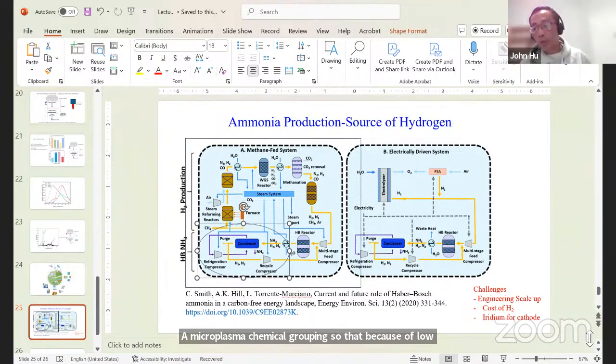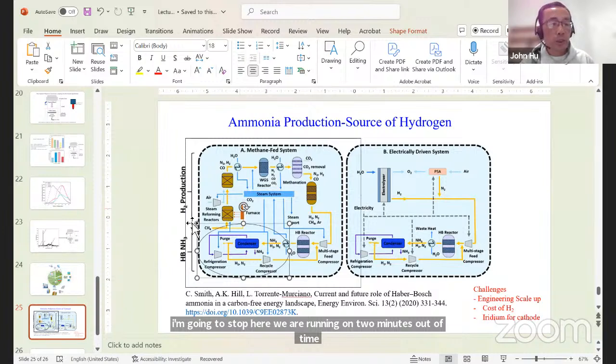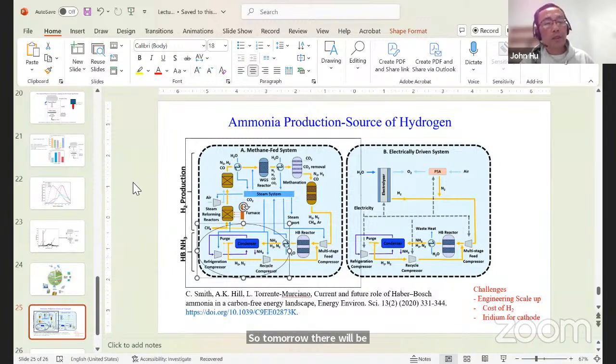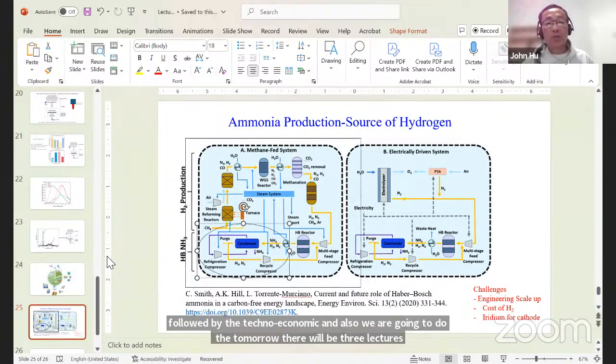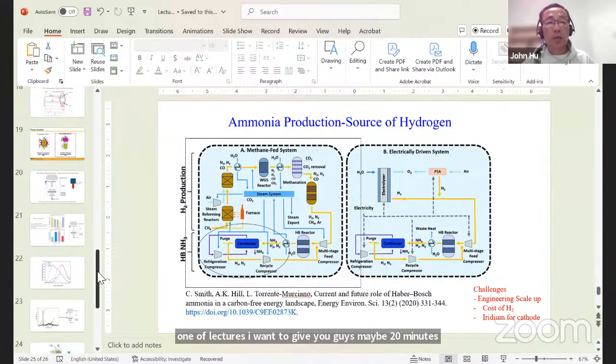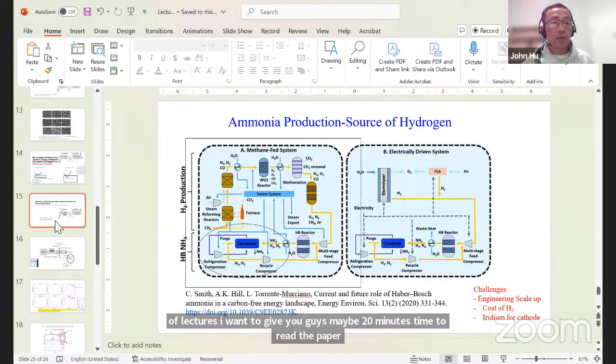Okay, so I'm going to stop here. We are running 2 minutes out of time. So tomorrow there will be the downstream separation followed by the technical economic. And also tomorrow there will be 3 lectures. For one of the lectures, I want to give you guys maybe 20 minutes to read the paper and then do a quick exercise before you go.